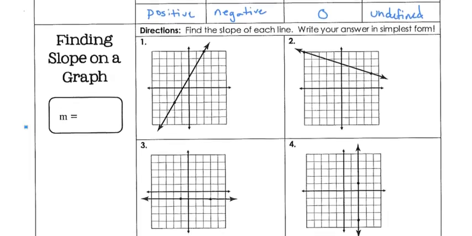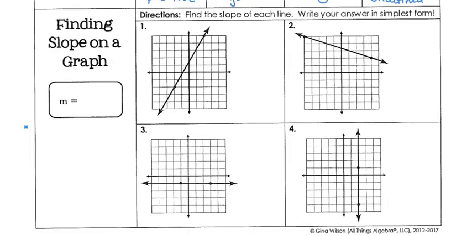Okay. So when we find the slope, we need to find 2 points on the graph, and they have actually drawn 2 points for us, which is always nice.